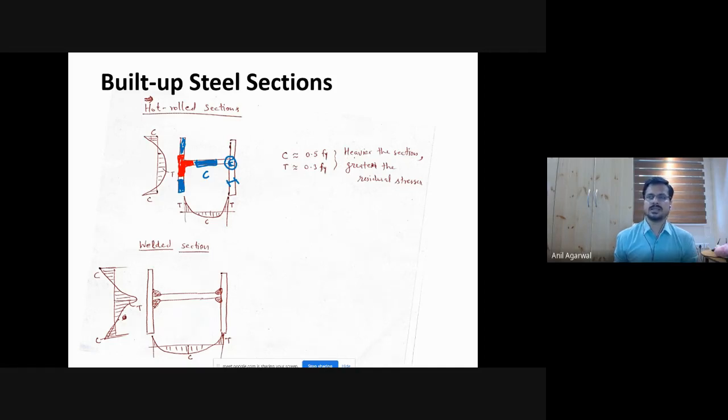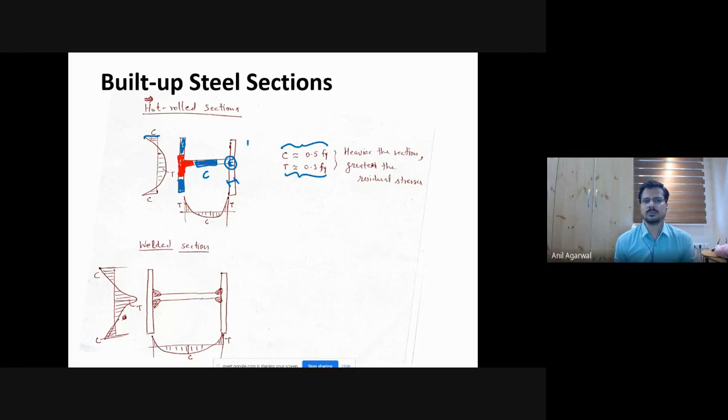But for typical ISMB or ISLB sections, you may have maximum tensile stresses of up to 30% of Fy and maximum compressive stresses of up to 50% of Fy. Why? Because here you may have very high compressive stresses at the corners, and the distribution of the stresses here is shown as almost like a parabola, but you may have various other distributions, and a lot of data is available in the literature where you can find different types of distribution.